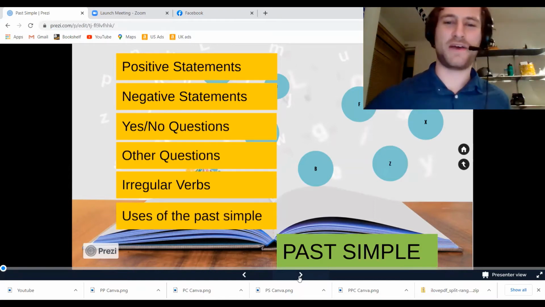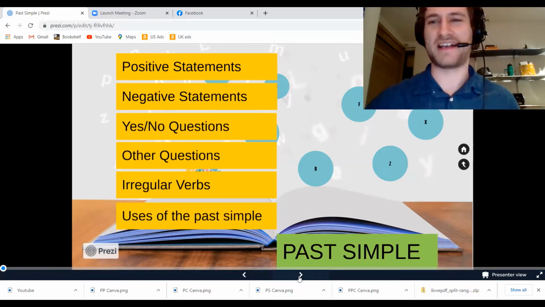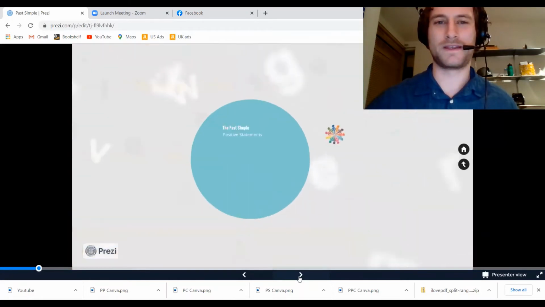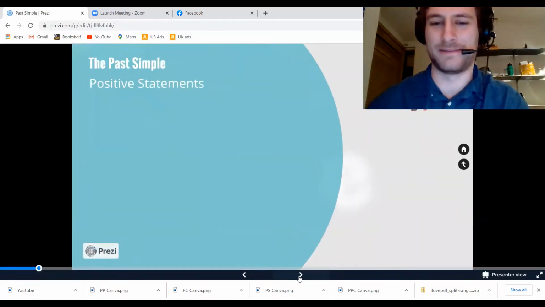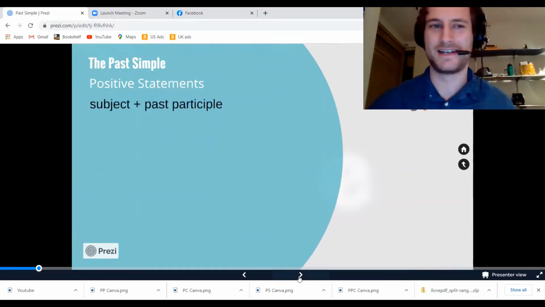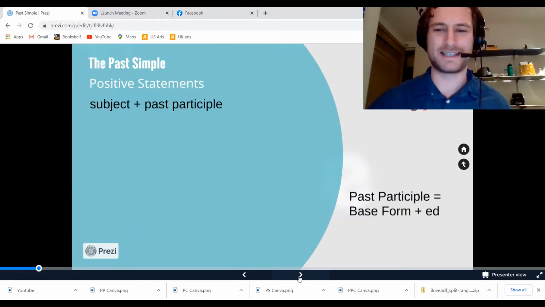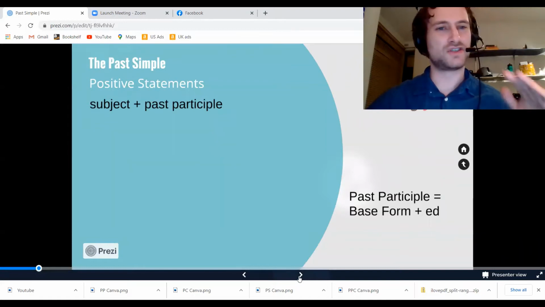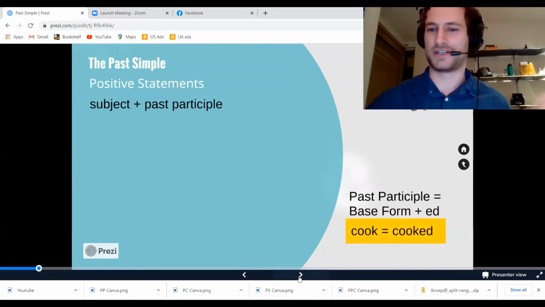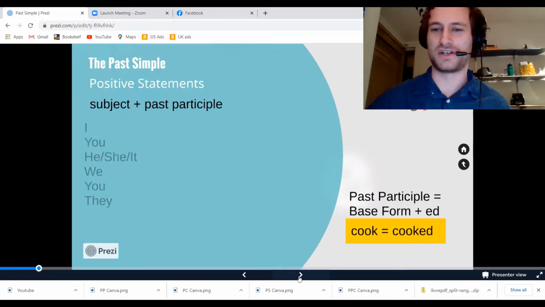Let's get started. Positive statements, past simple. All right, the past simple. How do we create this tense? Well, we use the subject plus the past participle of the verb. What is the past participle? Well, it's the base form plus ed. Super simple. So for example, cook equals cooked.